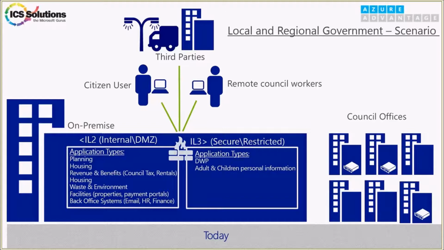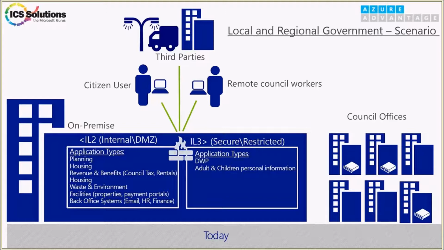The reason that I wanted to highlight the different IL classifications is because Windows Azure has been given the certification for IL2. So it's now plausible to move the applications that we've got classified there into Windows Azure. And IL3 applications tend to be systems that you would consume from, so that the working pensions or adult and children personal information that can still stay segregated, and that would be done via means of a firewall that you would probably have within your organisation.